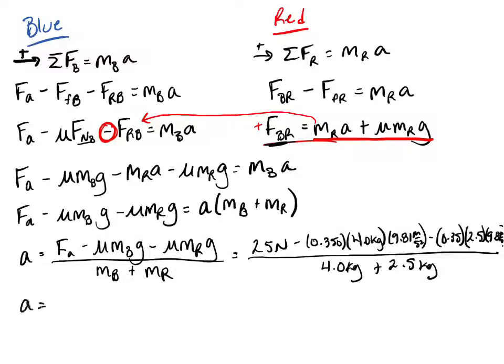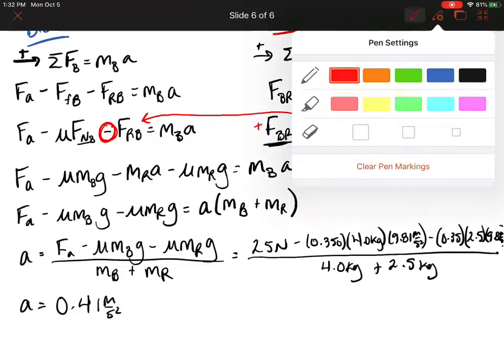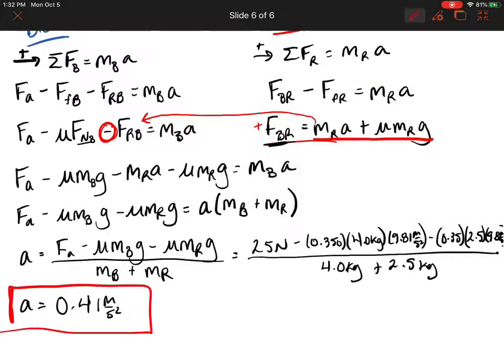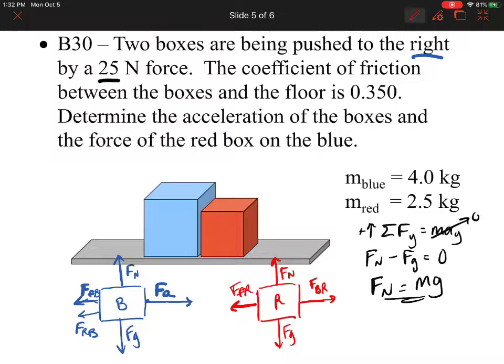And I should be able to get my acceleration there. And I get an acceleration of 0.41 meters per second squared. There's my acceleration. Wow, all that for that measly acceleration. My goodness. Okay, and then I'm not done because it said determine the acceleration. Check, we did that. And the force of the red box on the blue box, have not done that.